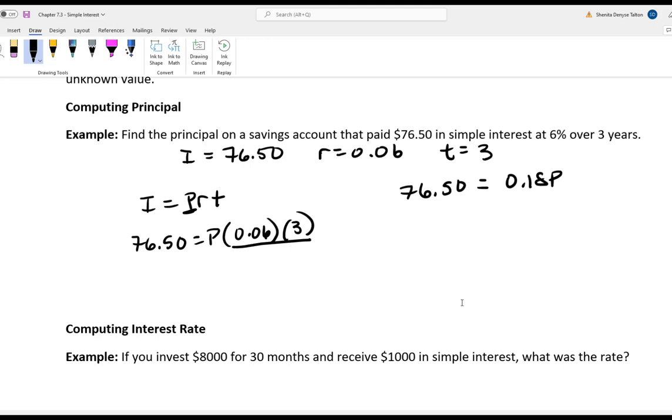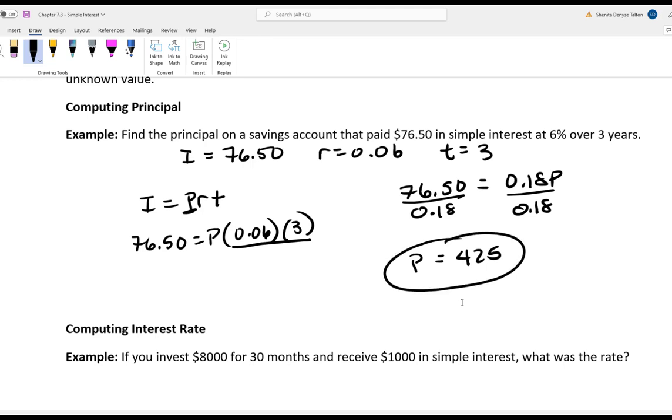And don't forget, you're still multiplying it by P, but you want to get P by itself. So to get P by itself, I'll divide everything by 0.18. When I take 76.5 and divide it by 0.18, I get $425. So you invested $425 and it paid you $76.50 in interest over 3 years at 6% simple interest rate.